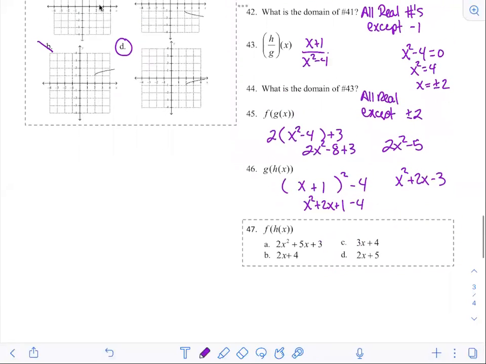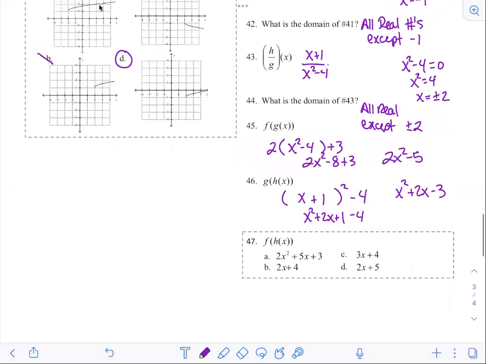All right, last problem. Similar type thing. We're going to take f of h of x. So we're going to take 2x plus 3, and we're going to plug x plus 1 in there. So x plus 1 is h. The 2x plus 3 is f. We can distribute. 2 plus 3 is 5, so we end up with 2x plus 5, which is D. So that's similar to the test.